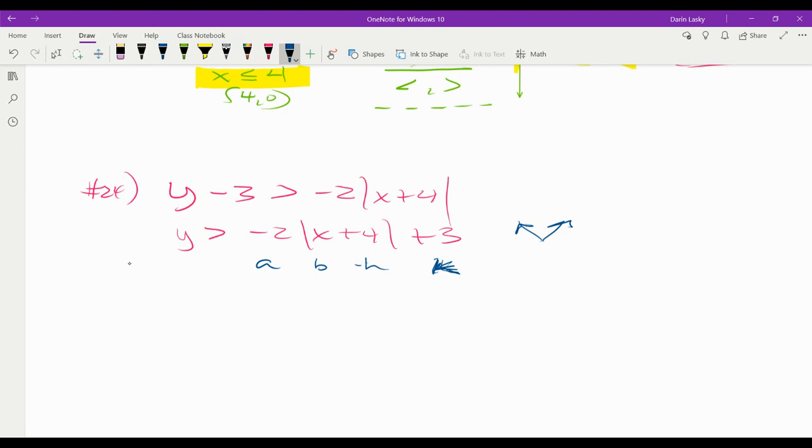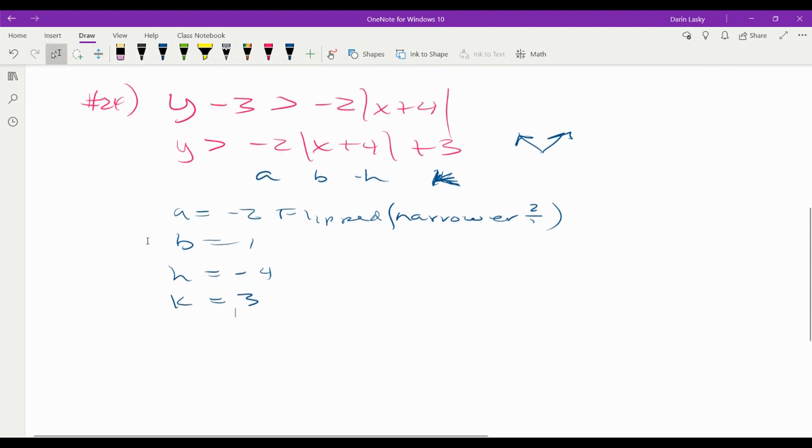So let's just look at this here. We got an a that's a negative 2. So this is going to be flipped or reflected, and it's going to be narrower, right? Because it's going to be 2 over 1. B is still 1, so it doesn't matter. H is opposite of what you see, so we're going to get negative 4. And K is 3.